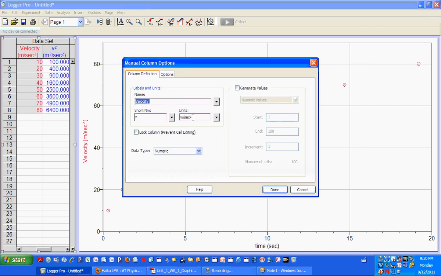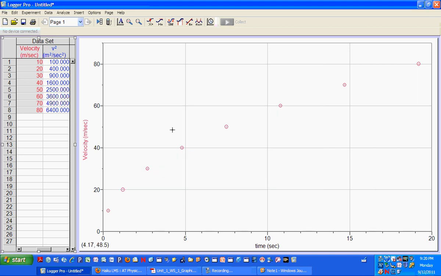I want to fix this. This is in meters per second. Done. There we go. All right. Notice my graph still looks the same. I've still got this curve because I'm still graphing velocity versus time.